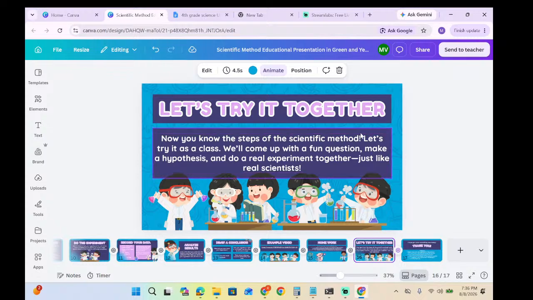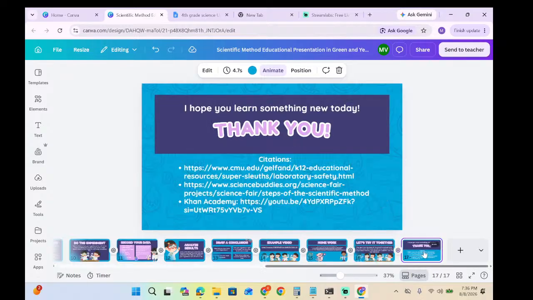So now you know the steps to the scientific method. Let's try it as a class. We'll come up with a fun question, make a hypothesis, and do a real experiment together, just like a real scientist. So that's what I was going to do next class. I'm thinking about either doing one, or introducing our next unit, maybe, is what I'll probably do.